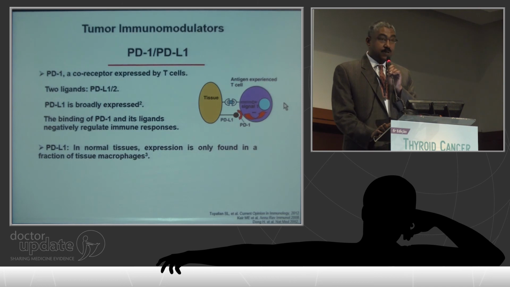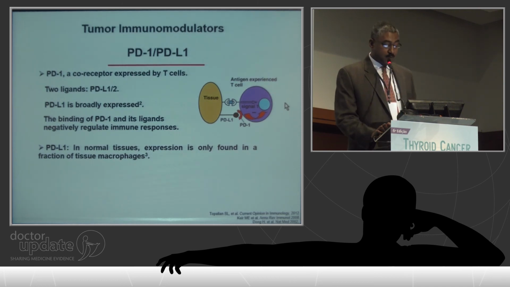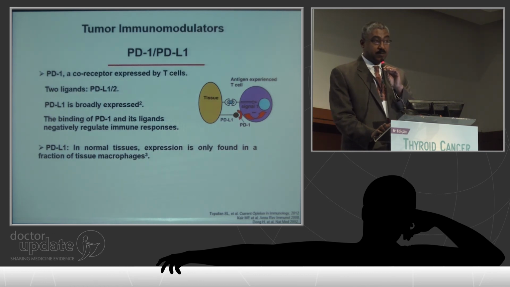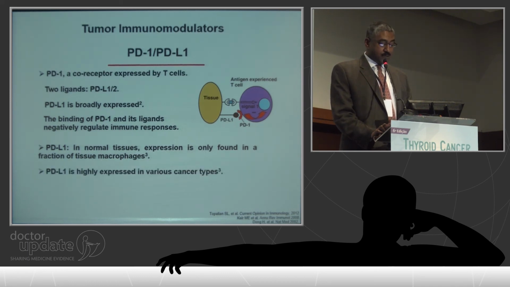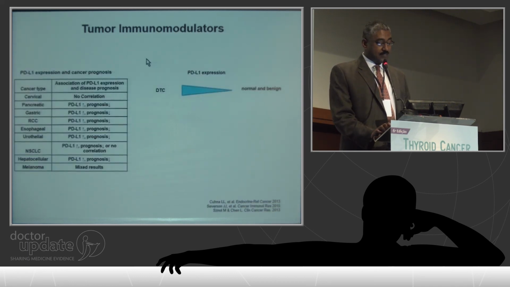So people have actually looked at PD-L1 expression. It's very low in normal tissue and it's high in cancer. It's thought to be expressed not only by the cancer cells but also tumor macrophages. And when you look at different cancer types, high PD-L1 expression is associated with a worse survival.